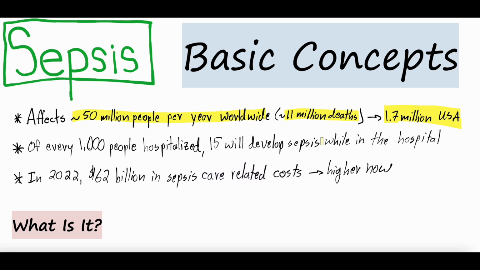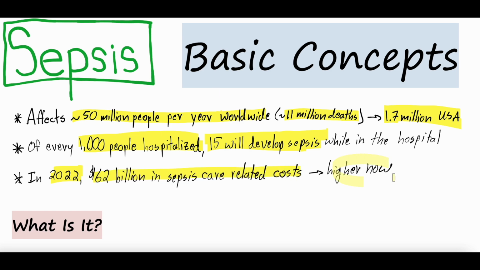In addition to that, of every 1,000 people hospitalized, about 15 of them actually will develop sepsis during their hospitalization, right? The vast majority of people present with sepsis, but you are at risk of developing it while in the hospital because obviously the hospital, as much as we try to keep it as clean and sterile as we can, certainly has infections that can spread within the hospital itself. In 2022, there was $62 billion worth of sepsis-related care costs.